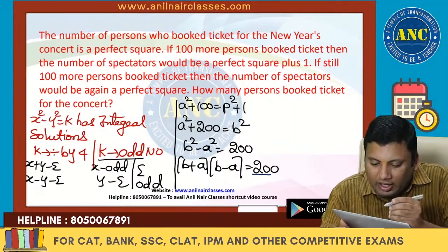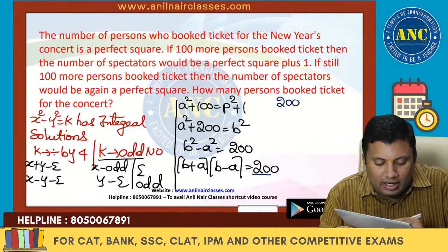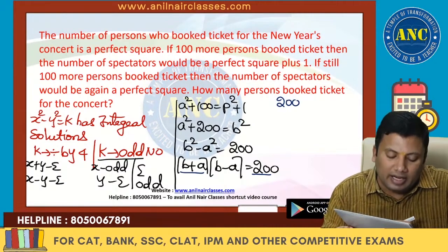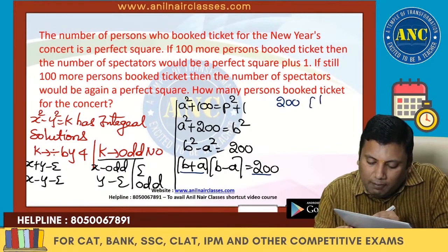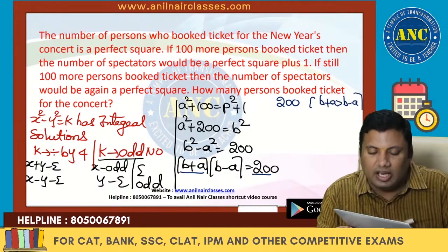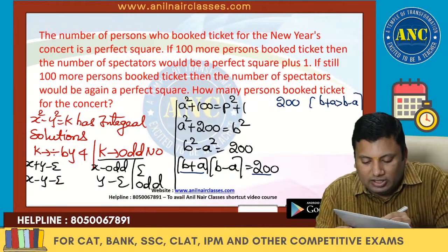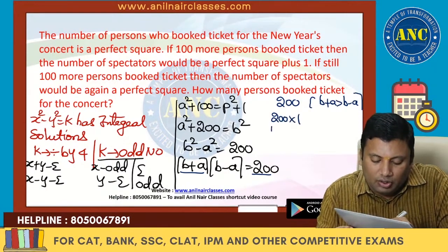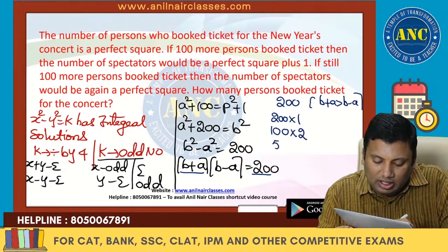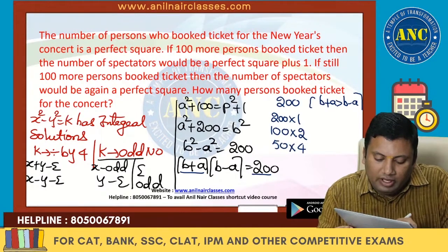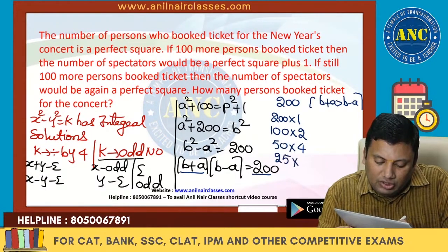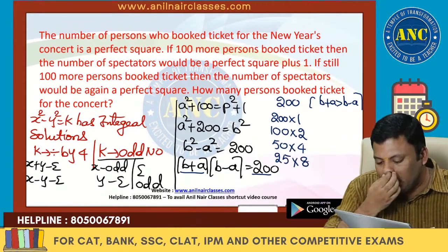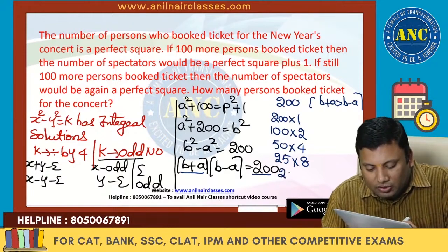Now for 200, b plus a and b minus a are integers, and b plus a should be greater than b minus a. Now see, how can you factorize? It is 200 into 1, 100 into 2, 50 into 4, 25 into 8, and 20 into 10.